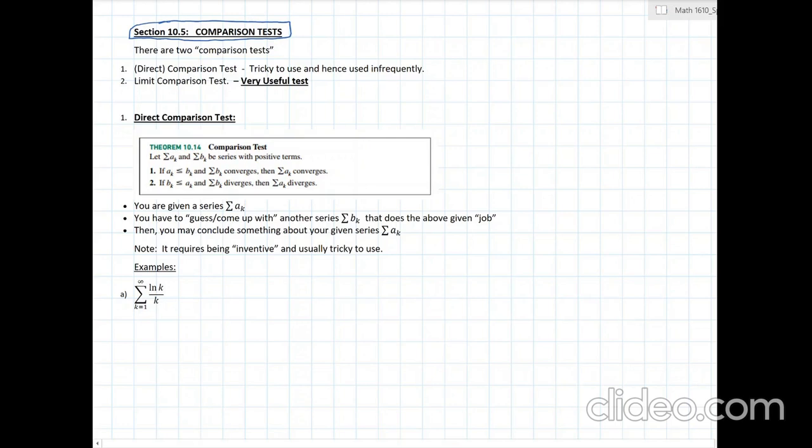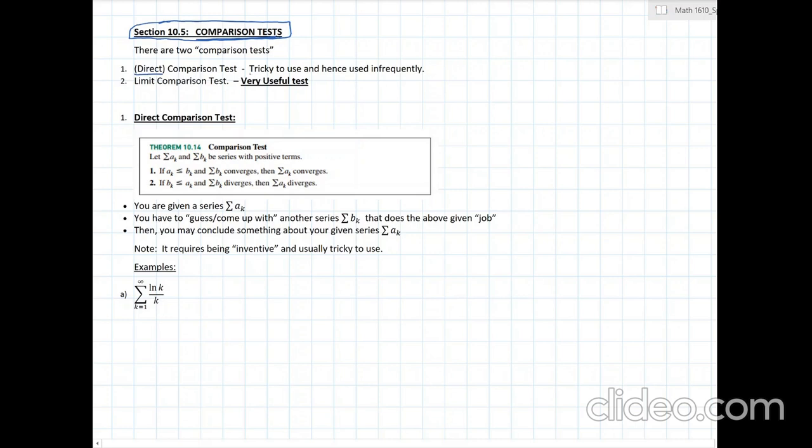So we're going to start with section 10.5, which is devoted to what are called comparison tests. Now there are two comparison tests. One is called the direct comparison test. Usually we don't use the word direct. So whenever the phrase comparison test is mentioned, it means direct comparison test.